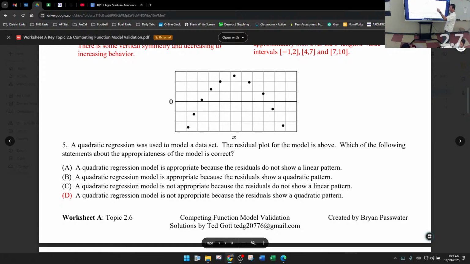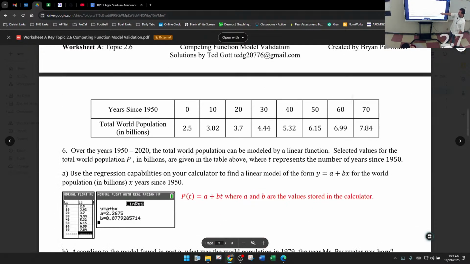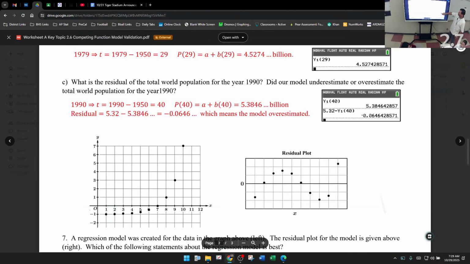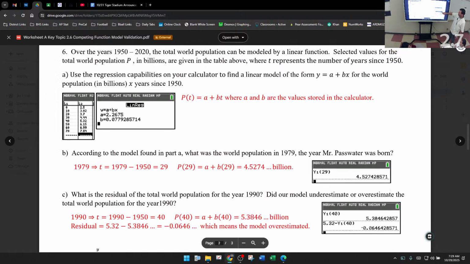So this is my residual plot. This is bad because it's curved. So then I looked and they said they used a quadratic regression. So no matter what happens, this residual plot tells me quadratic regression was not what it was. However, I don't know if it was linear or exponential. I just know that it's not quadratic. And so when we get to one of these other questions, maybe that'll help you too.